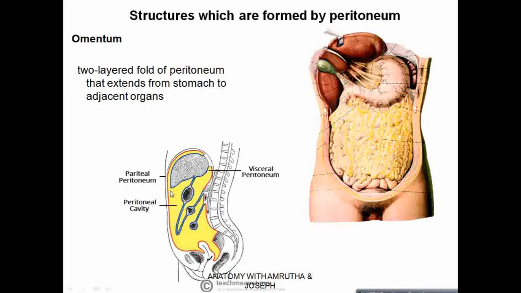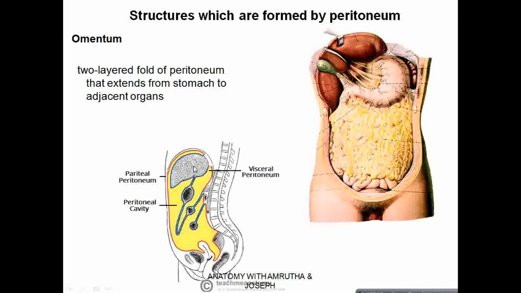Again, a sagittal section, and here the posterior aspect can be seen, where the parietal peritoneum is covering the posterior aspect of the anterior abdominal wall, and it is reflected onto the diaphragm. Then from there it is reflected onto the liver. This orange color represents the parietal and the blue color represents the visceral peritoneum. So the first structure that is formed by the peritoneum is the omentum. Omentum are two-layered folds of peritoneum that extend from the stomach to adjacent organs. So let's consider that this is the stomach.